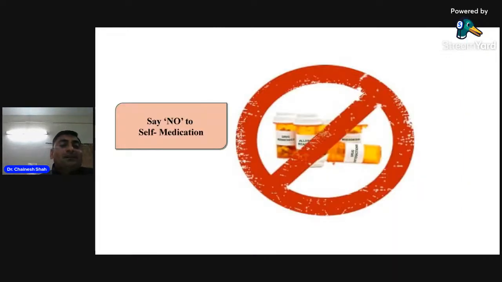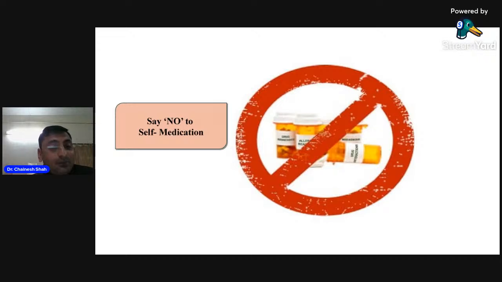Concluding my remarks, always say no to self medication. Again, I am telling you, we pharmacists can educate the patient. If there is a severe side effect, or if we find that the patient is coming regularly, then at least we can consult him, that go and ask a doctor why you need this medicine frequently, right?